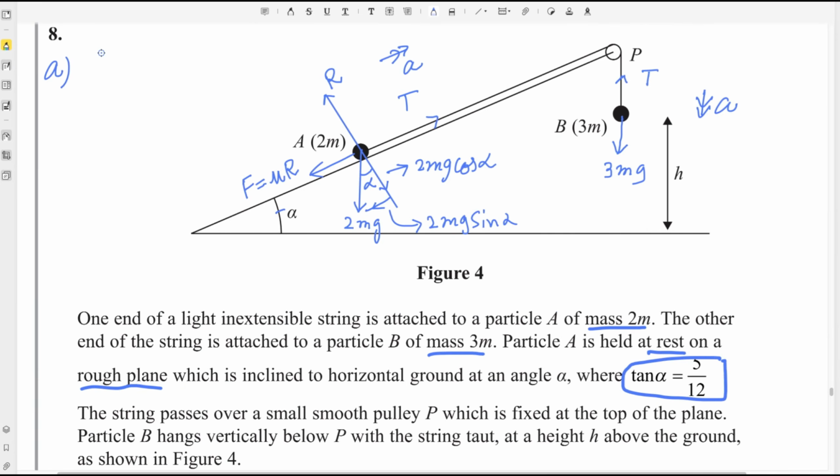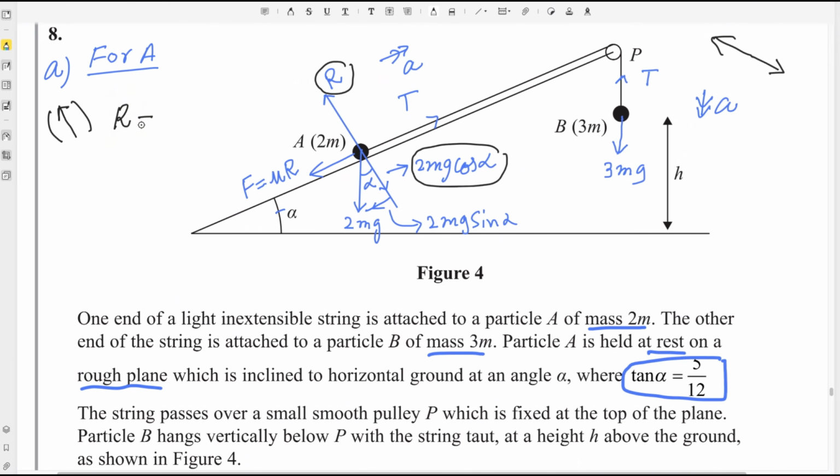I'm solving it here. For the first part, I'm using the forces for particle A, for A only. You can take the forces that are perpendicular to the plane. There is one force acting upward like this, and another force opposite to this one is this component. Because there is no motion along this line, we can keep these two components equal. The upward component will be equal to the downward component. So we can write R equals 2 mg cosine alpha.